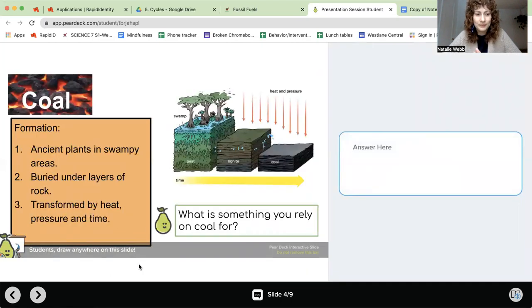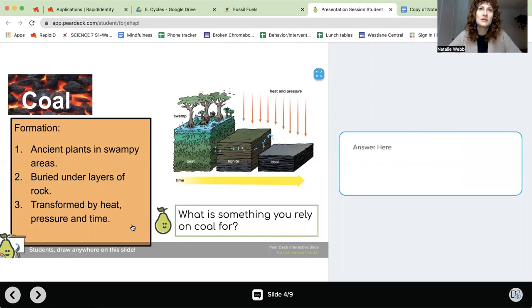How did coal form? In 3 simple steps, coal started off as ancient plants in swampy areas. When those plants died and dropped to the bottom of the swamp, eventually some of those areas were buried under other layers of rock. Since they were buried, they were under a lot of pressure, and heat goes along with being buried, and all of that plus time eventually transformed it into what is now coal.